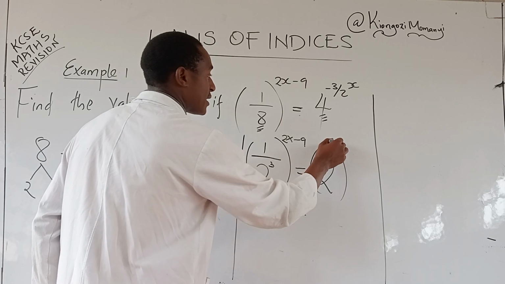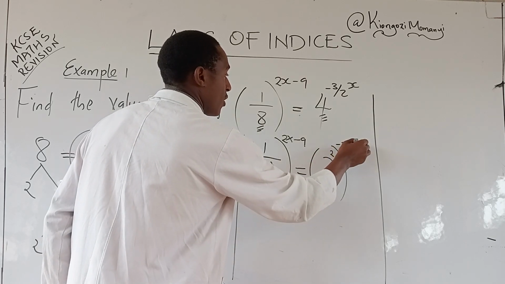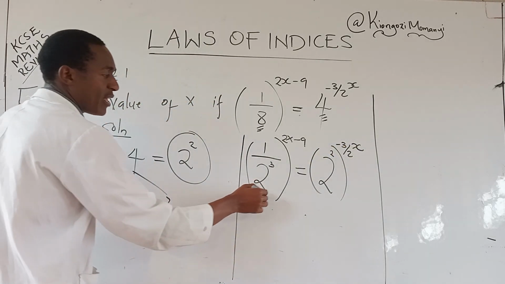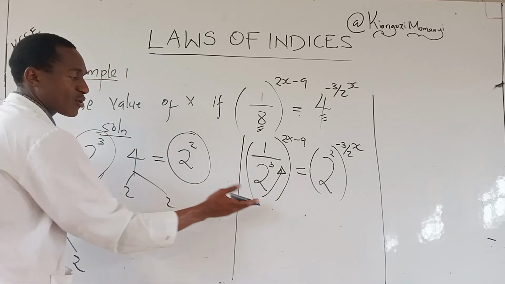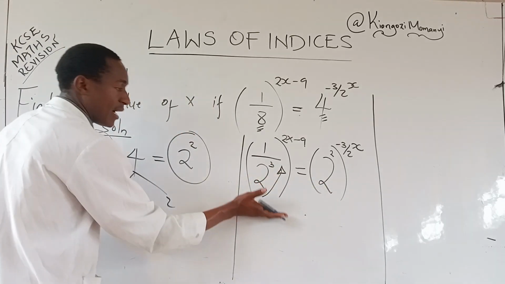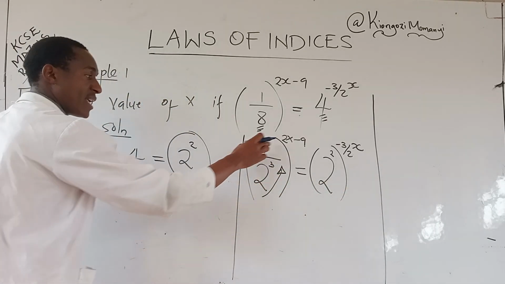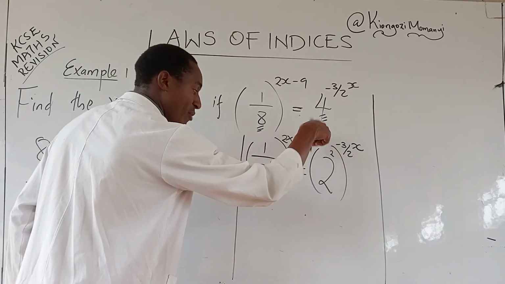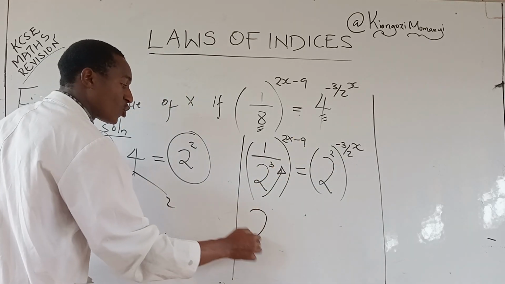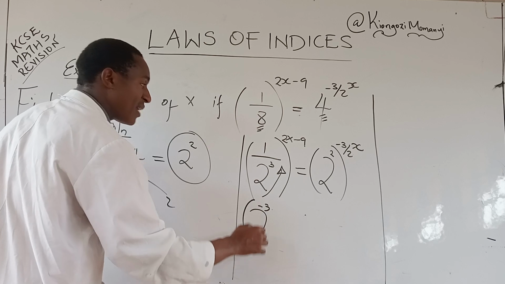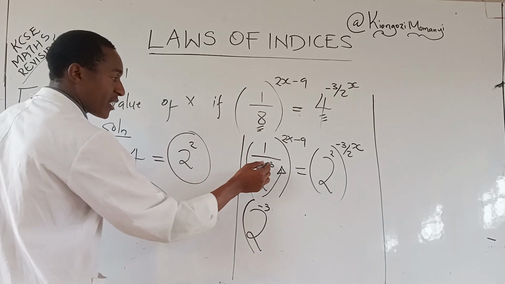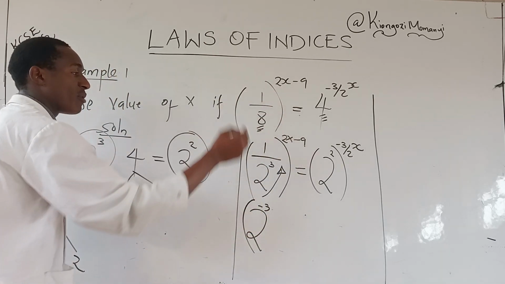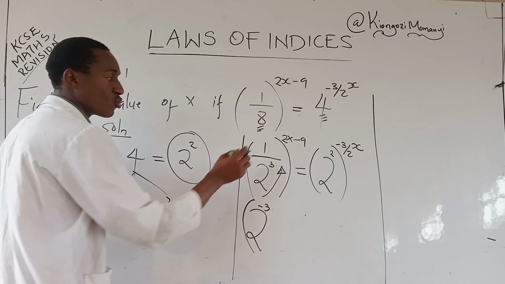Then of course brackets, negative 3 over 2x. Now let us do the inverse of the first one here so that the common bases are on the same level. Note one is in the denominator, the other one is in the numerator. So we shall have 2 power negative 3. Remember our last law, when 2 power 3 goes to the numerator, a negative is introduced to that power.